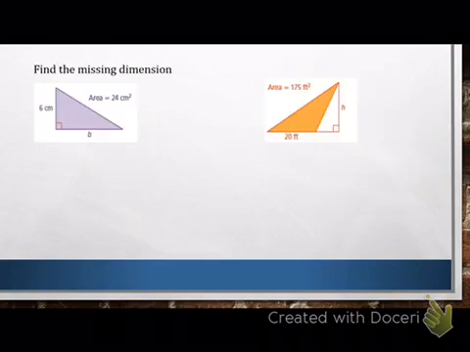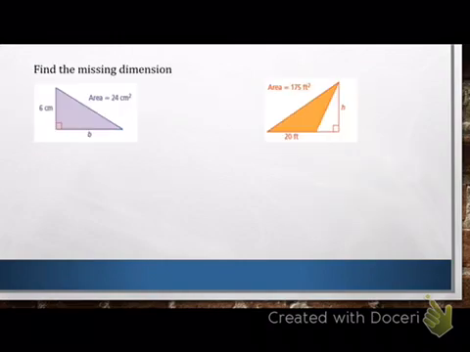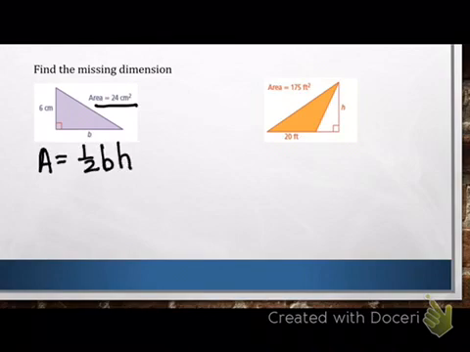All right, now on this screen, they're having us find the missing dimension. Look, they've given us the area. They've told us what area is. So when I go to write my formula, A equals 1/2 B times H, I already know what my area is. So this time I'm not going to have to write A. I'm going to put 24 equals. And I'll add in the centimeters squared at the end.